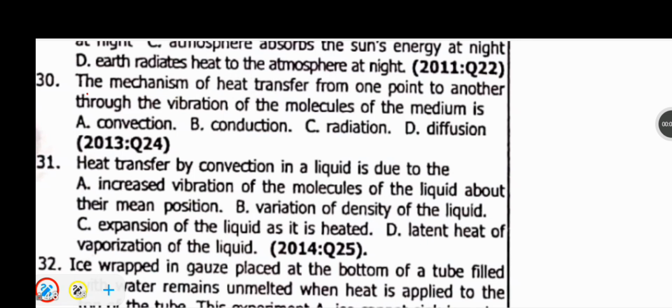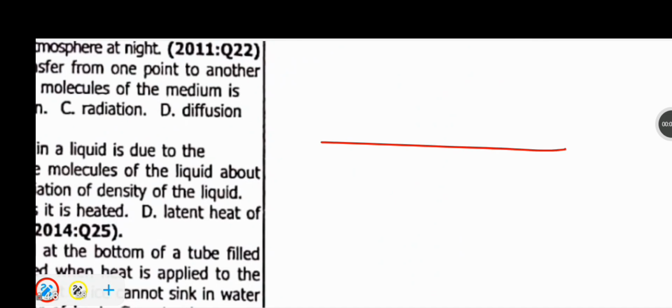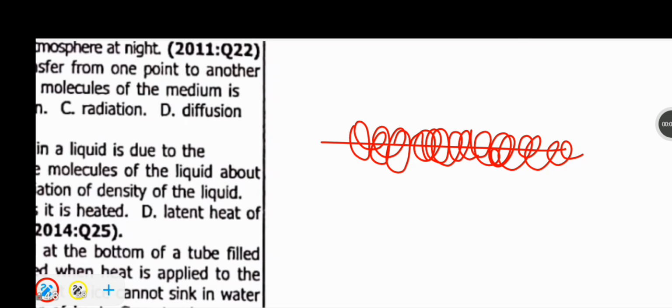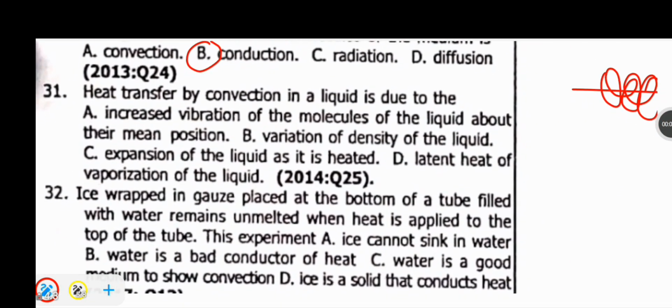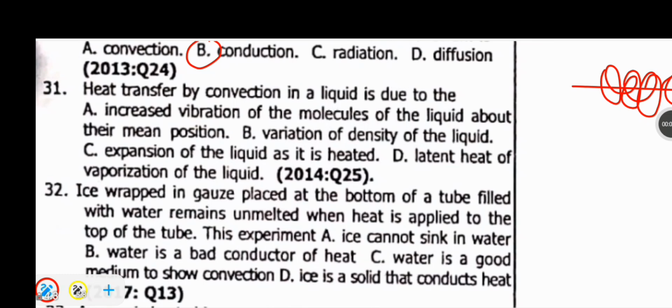So for the next one, the mechanism of heat transfer from one point to another through the vibration of the molecules of the medium is very straightforward. The answer is conduction. Okay, in conduction, the molecules of the medium will vibrate. As they vibrate, they will hit each other, and that's how the heat will be transferred from left to right. Okay, that's conduction.